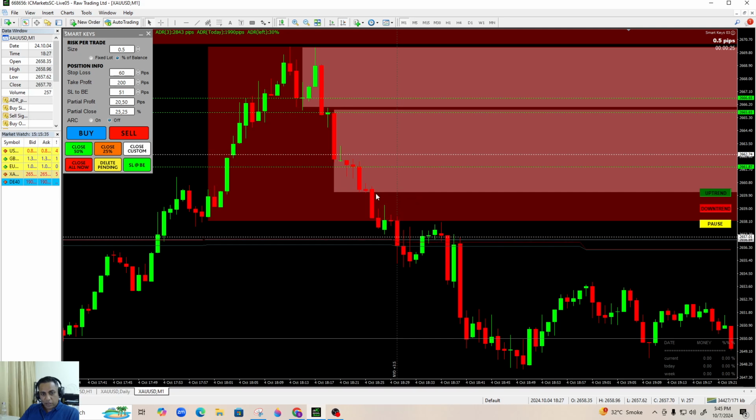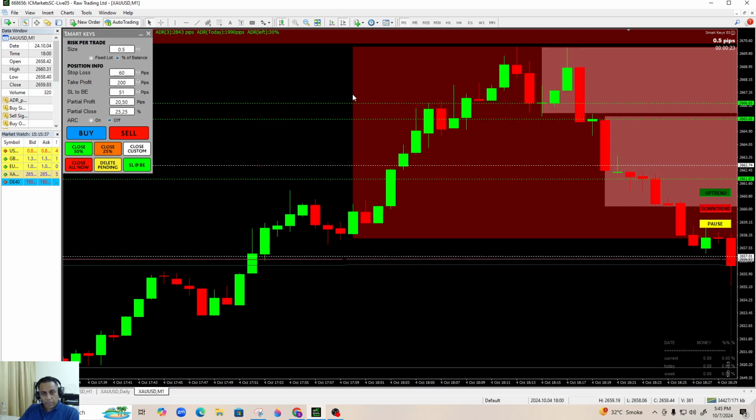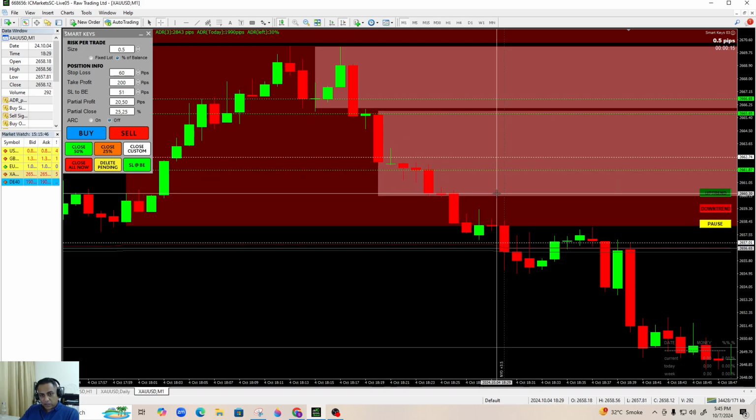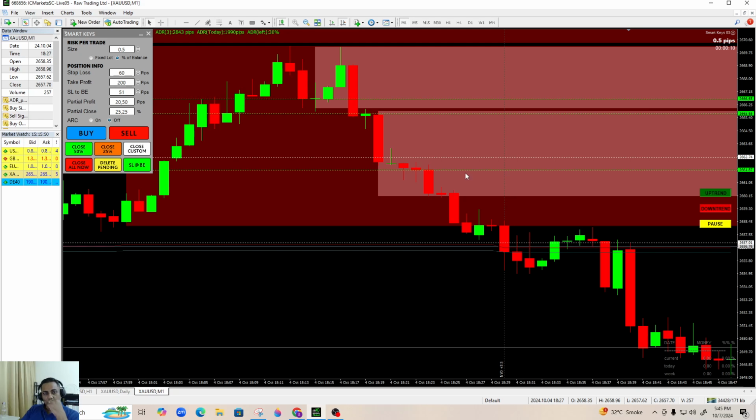Drop base right at the beginning of that light red box. There's another small supply zone here, drop base and a drop. But I want to wait further up here, right? Because this is too much of a stop loss. I want price to come in further.